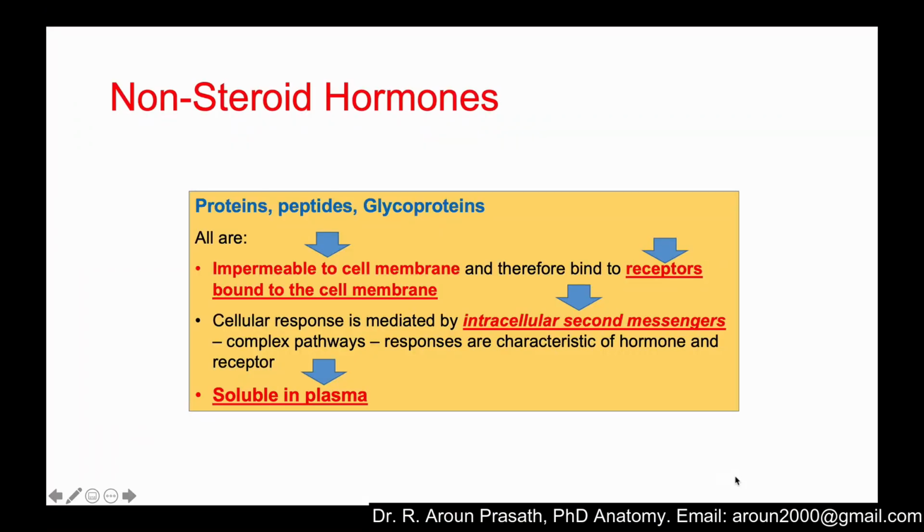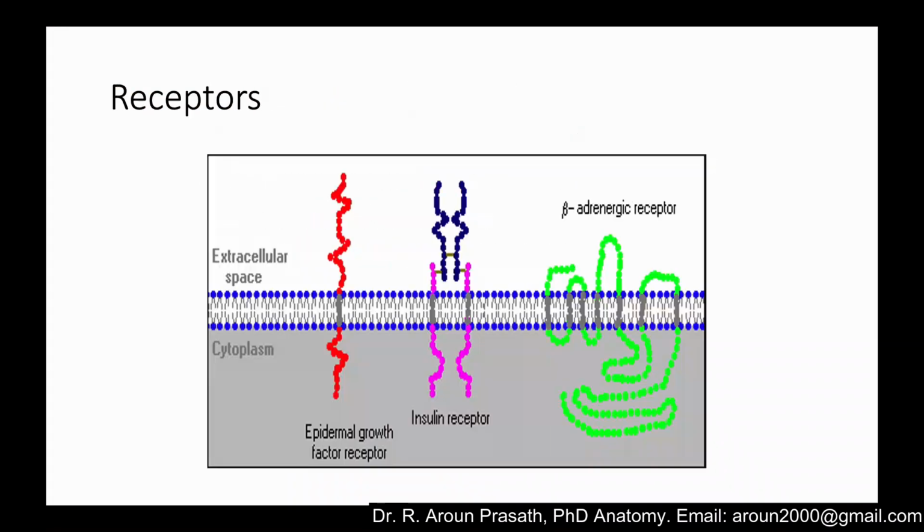Now coming to non-steroidal hormones, that is the amino acid type of hormones. They are generally impermeable, that is they don't pass through the cell membrane, but they get attached to the receptors that are present in the cell membrane. If you see in this picture, this is a cell membrane. It is a phospholipid bilayer. This is a lipid molecule and this is a phosphorus molecule.